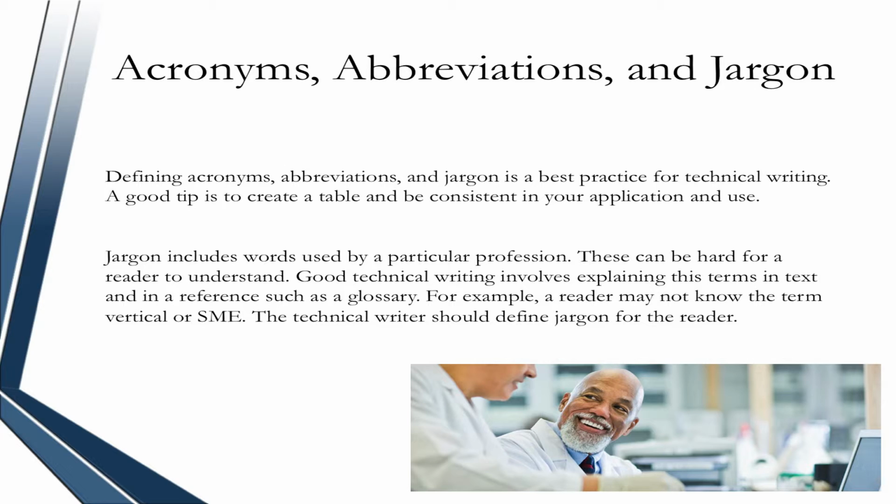Jargon includes words used by a particular profession. These can be hard for a reader to understand. Good technical writing involves explaining these terms in text and in a reference such as a glossary. For example, a reader may not know the term vertical or SME. The technical writer should define jargon for the reader.